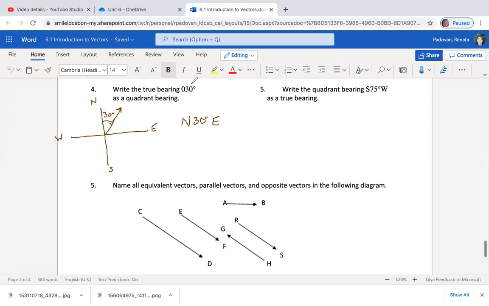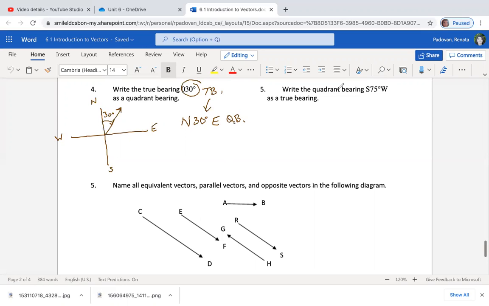So 030, 30 degrees is true bearing, and switching it over, this is quadrant bearing. I'm just saying that for short. So north, 30 degrees east. To me, not too bad, right? So number 5 here, the opposite.